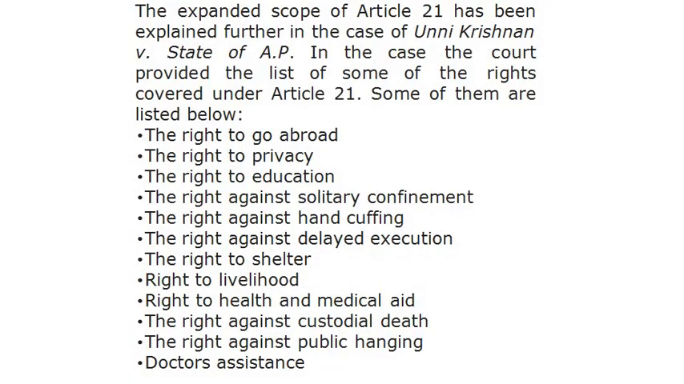The expanded scope of Article 21 has been explained further in the case of Unni Krishnan versus the State of Andhra Pradesh. In that case, the court provided a list of some of the rights covered under Article 21. Some of them are: the right to go abroad, the right to privacy, the right to education, the right against solitary confinement, against handcuffing, against delayed execution, the right to shelter, right to livelihood, right to health and medical aid, the right against custodial death, the right against public hanging, and the right to a doctor's assistance. These are covered under Article 21. Also, there are a few more.